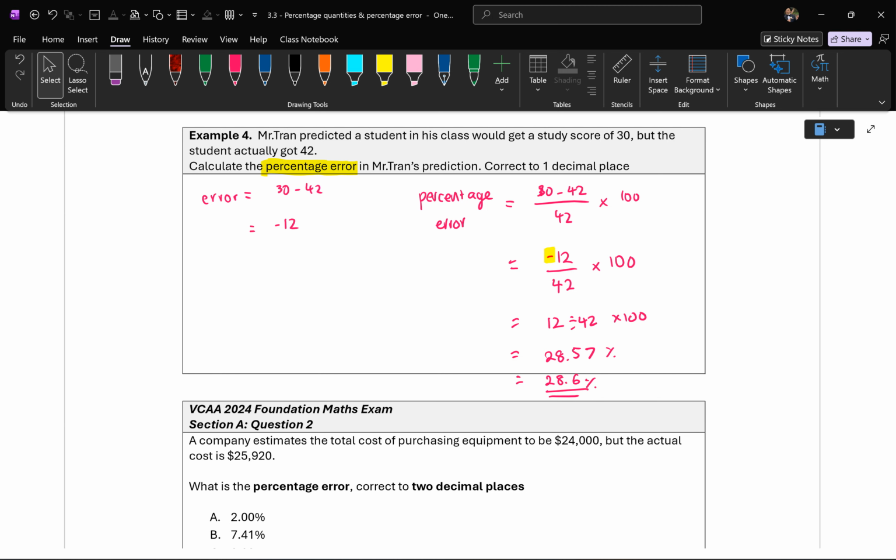Okay, but that's it. That's 3.3. So year 12s, you need to know how to apply percentages and then work out percentage error. You guys on this side, you're mainly working on percentage and then percentage change. Okay, that's a slight difference. Cool?